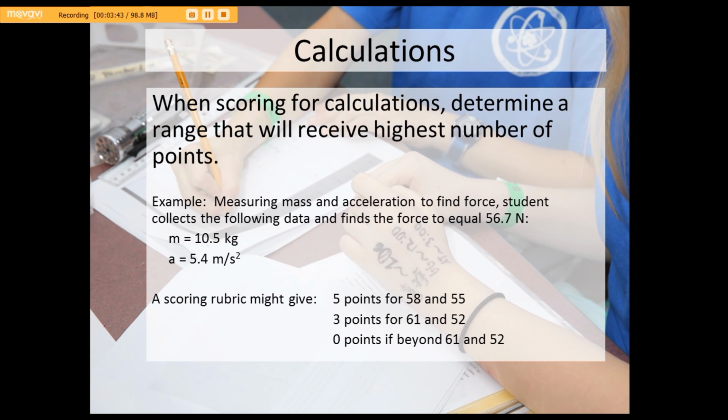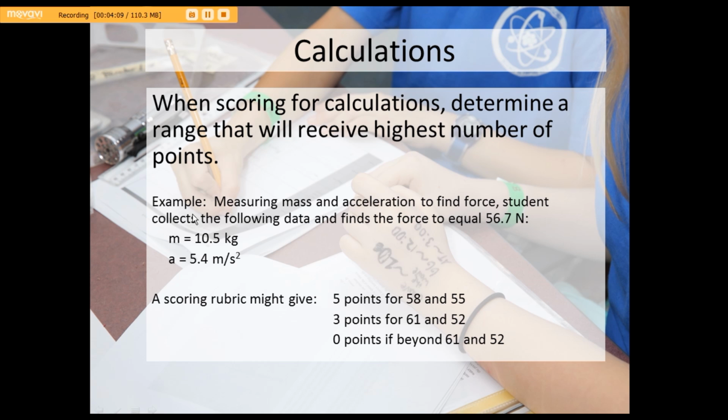If you're doing a calculation, then you can identify a range of points, because particularly if students are measuring something, there's going to be automatic error. So we can't expect the students to get the exact right answer, because we're not giving them knowns out to 10,000 decimal places. So you would probably give a range then.